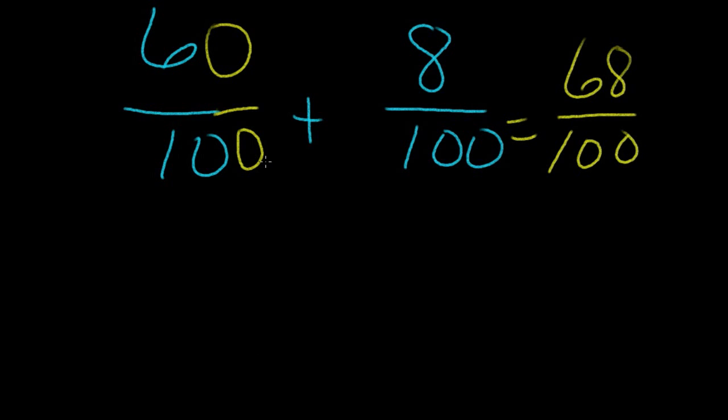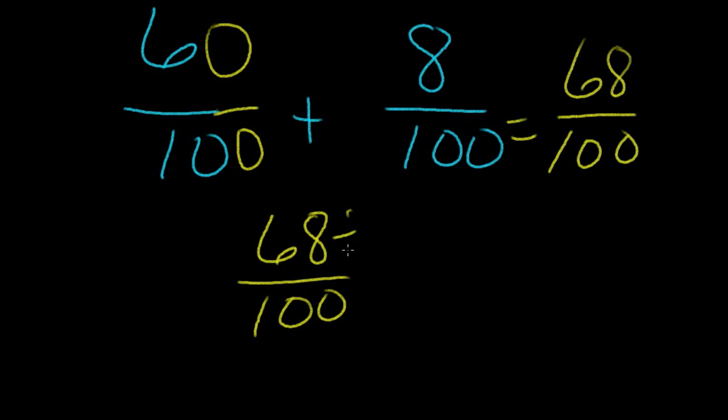And of course we want to put that in simplest form. If it allows us to do so, we could divide top and bottom by 2. Actually, the greatest common factor would be 4. So 68 divided by 4 would be 17/25.